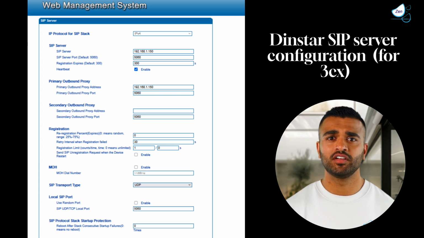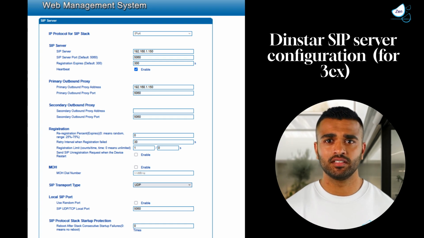For the SIP server configuration, follow this. Step 1. Give the IP address of 3CX in the SIP server and primary outbound proxy for connectivity, peer-to-peer connection. Step 2. Save. You need to restart the gateway for it to take effect.